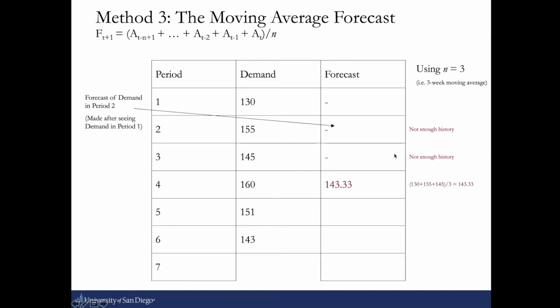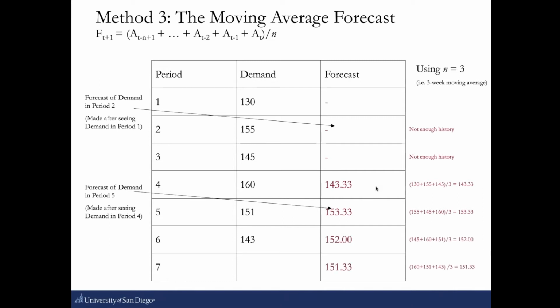So once I have 3 points, I can use that to estimate the forecast for period 4 based on period 1, 2, and 3. So here you'll see that I have 130 plus 155 plus 145 divided by 3 because this is a 3-week moving average. And I obtain 143.33. You can go on and work for period 5 using period 2, 3, and 4 realized demand, and then you can do the same for period 6 and period 7.